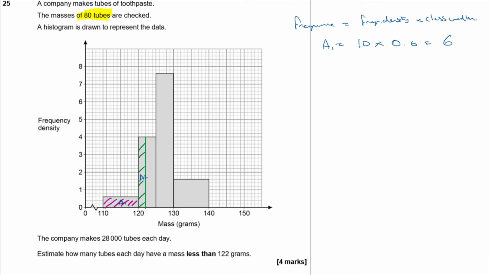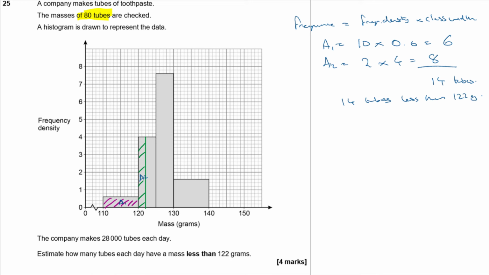Now the green bit of the second bar has a class width of 120 to 122. That's 2 times a height of 4, so that represents another 8 people. So altogether there are, well, not people, it's tubes of toothpaste, isn't it? So that means overall there are 14 tubes of toothpaste that are less than 122 grams.